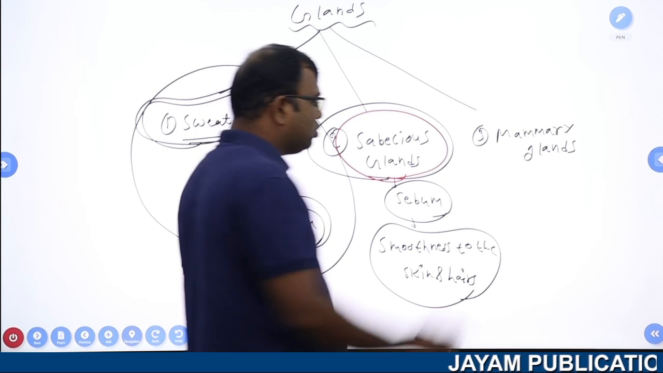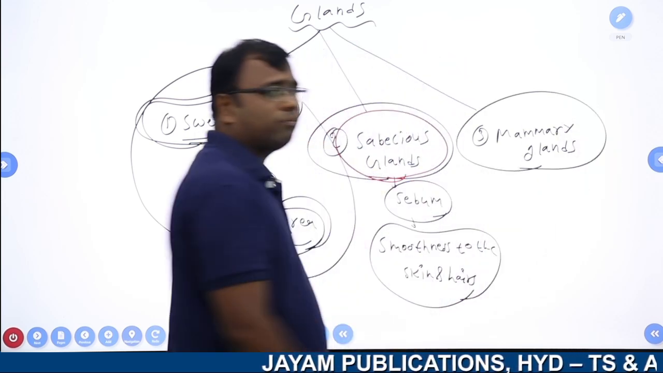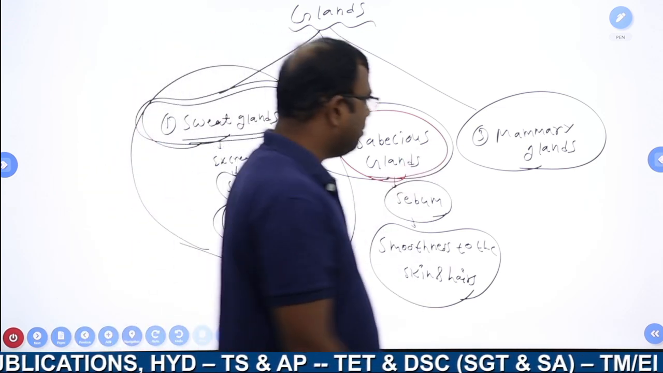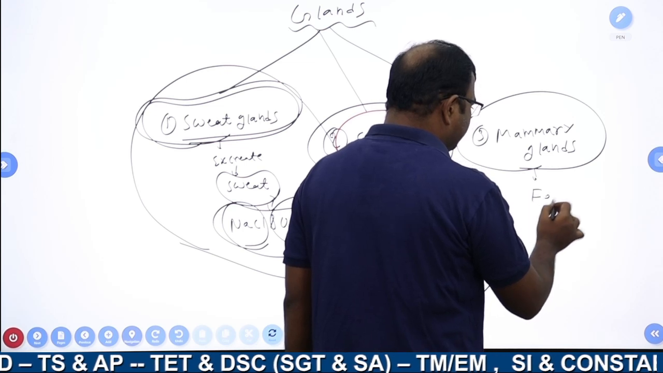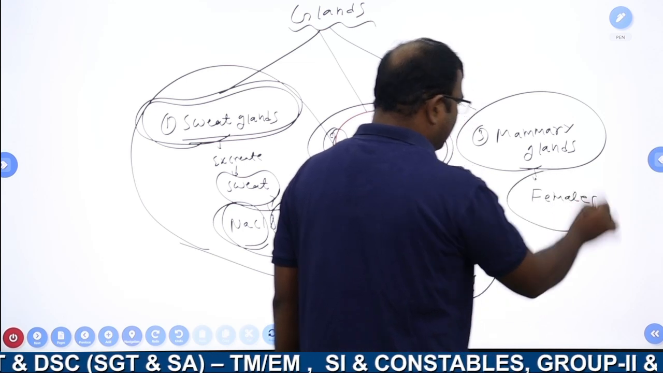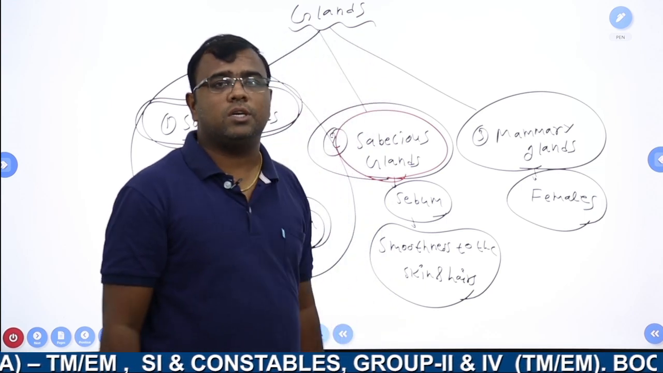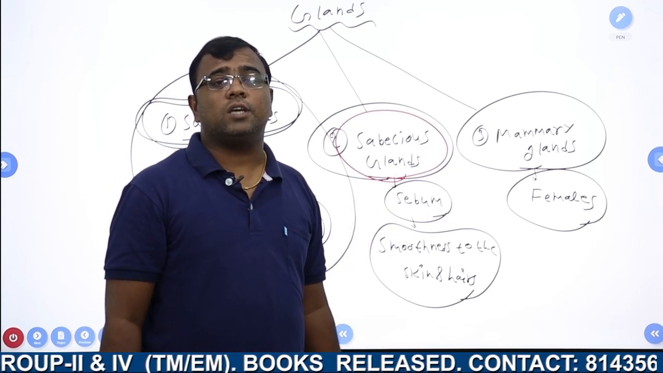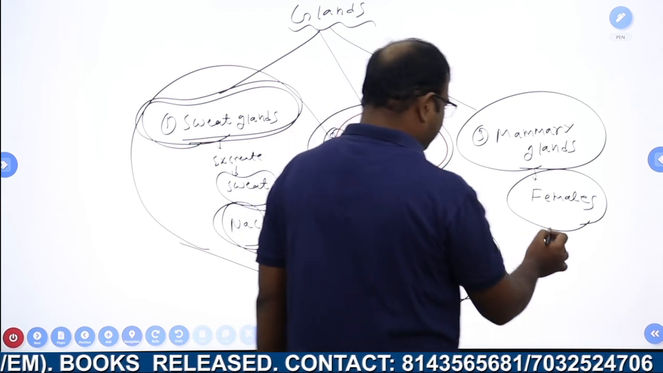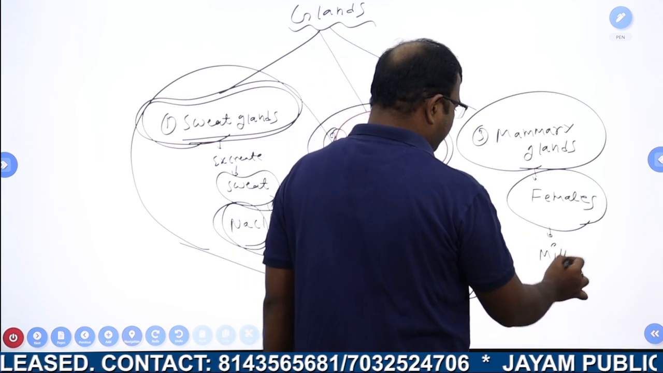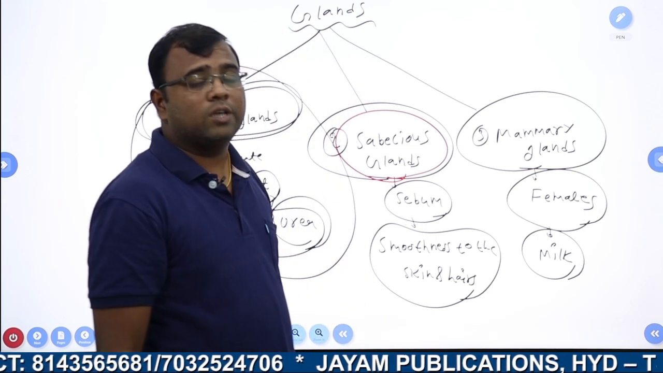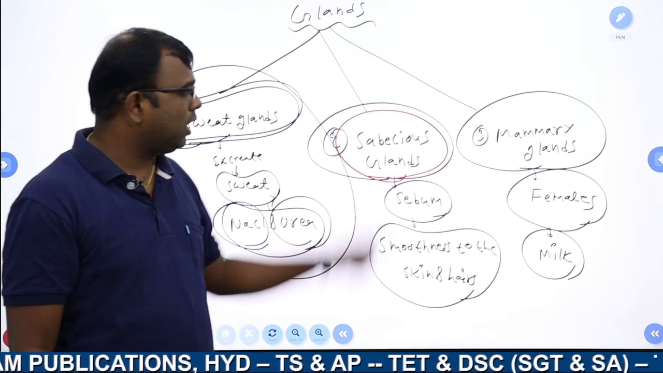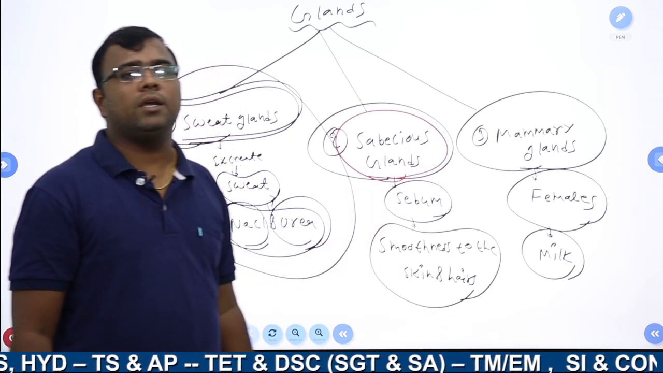And next glands goes to mammary glands. The mammary glands are present in females. What is the function of mammary glands? The mammary glands produce milk in females. This is the function of mammary glands.